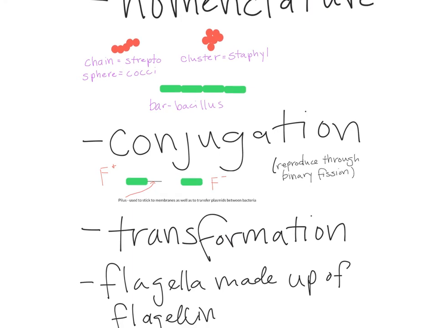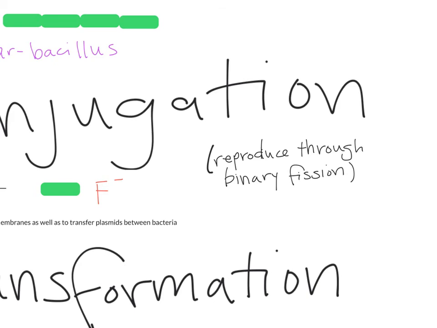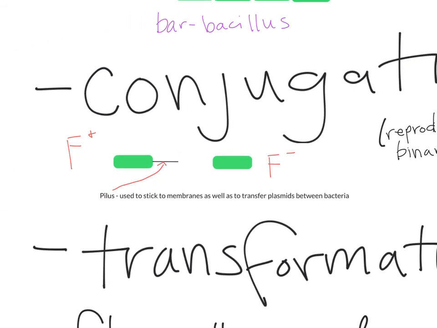Moving on to conjugation. Conjugation is basically the closest bacteria will ever come to having sex. Normally bacteria reproduce through binary fission, which means that the bacteria reproduces its genetic material and its organelles and then divides its cytoplasm equally. So the two daughter cells are identical to the parent cell, and they also have equal divisions of cytoplasm, which is important to know.